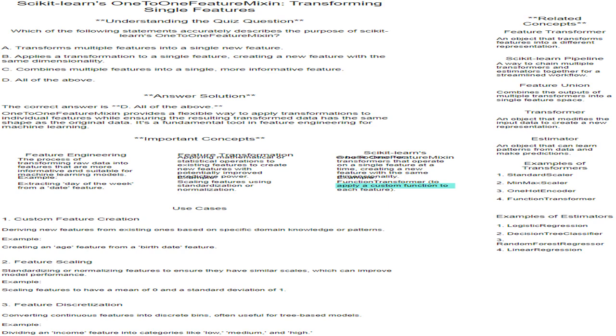Function transformer to apply a custom function to each feature. Feature transformer. An object that transforms features into a different representation. Scikit-learn pipeline. A way to chain multiple transformers and estimators together for a streamlined workflow. Feature union. Combines the outputs of multiple transformers into a single feature space. Transformer. An object that modifies the input data to create a new representation. Estimator. An object that can learn patterns from data and make predictions.